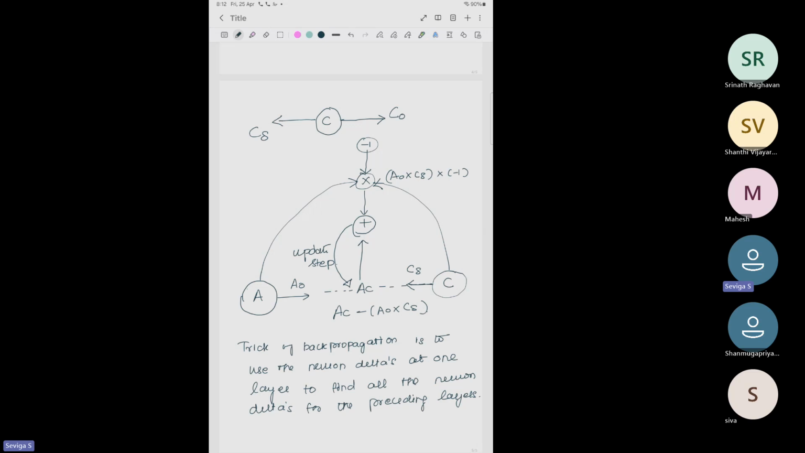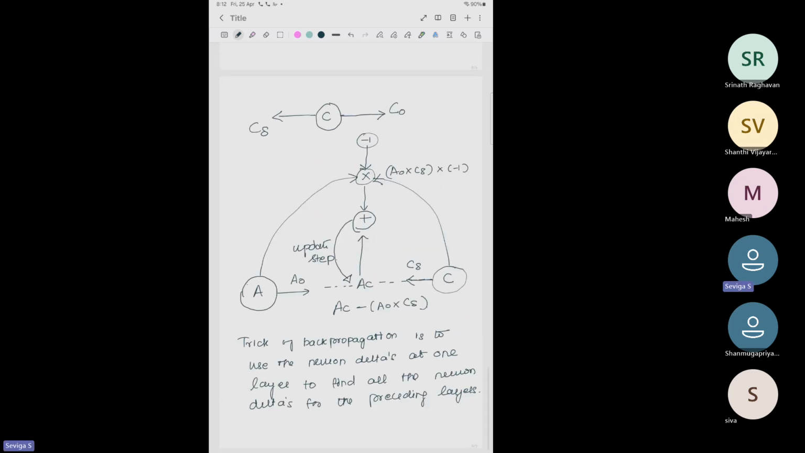So far we have calculated the deltas at the output layer, and we have seen how the output layer delta is used in changing these weights. So whatever we have discussed with A and C is applicable between A and D also, and C and B also. Whatever is between the same link is applicable to the other links as well.